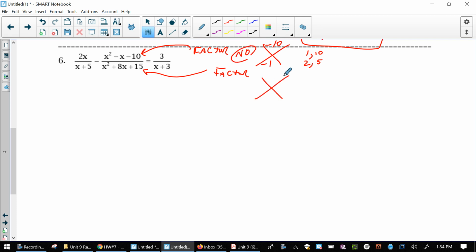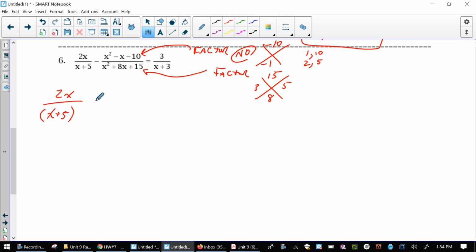Let's check that one in the denominator though. 15 on the top, 8 on the bottom. So factors of 15 that add up to 8. Hopefully this is jumping out to you. We get 3 and 5. All right, so here we go. This is going to end up being really similar to our last one, so check out what we get.